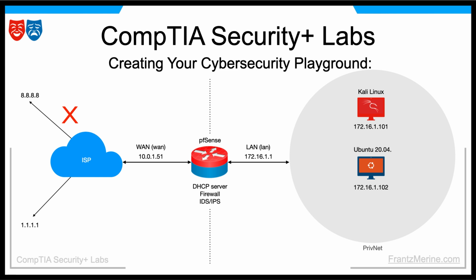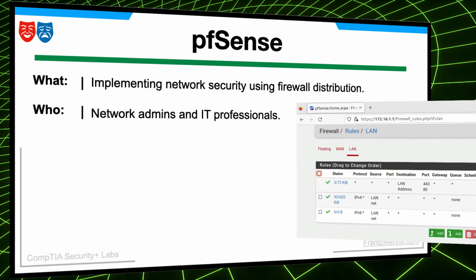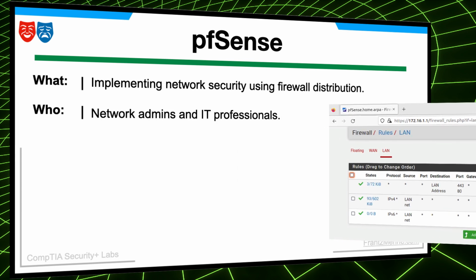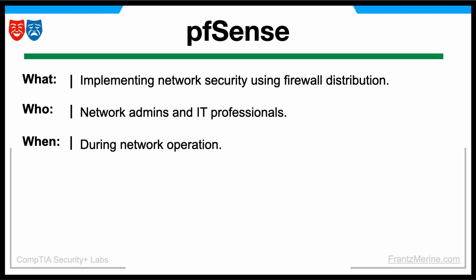This is part of putting it all together set of tasks, so let's discuss firewalling. Firewalling refers to the process of implementing and managing a network security system using the pfSense open source firewall distribution. Network administrators and IT professionals are responsible for configuring and managing the firewall. Firewalling is an ongoing process that needs to be in place whenever the firewall is active, typically whenever the network is operational. The firewall is deployed on the network's edge or at strategic points within the network to control the flow of traffic between network segments.